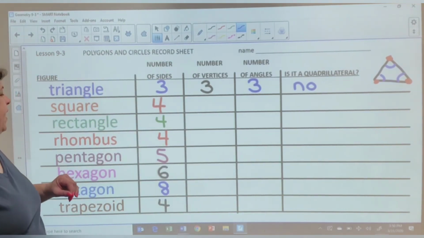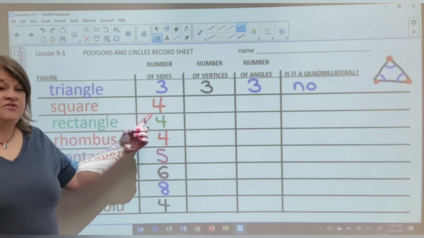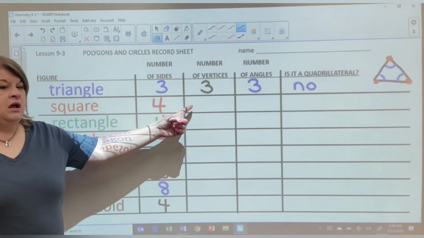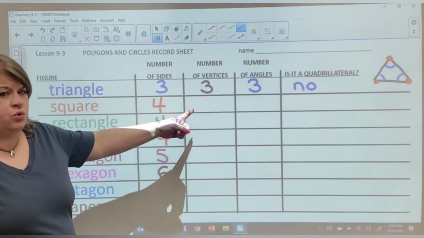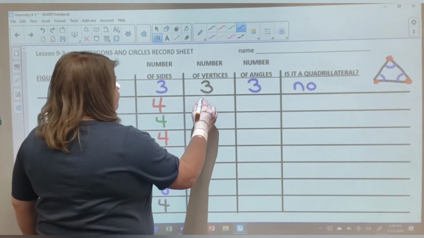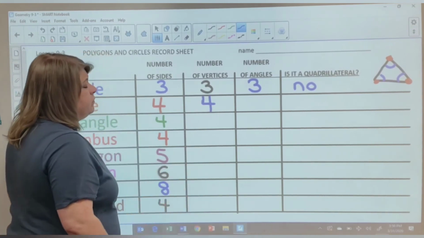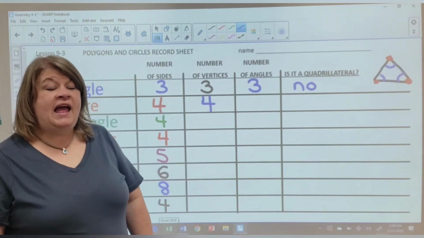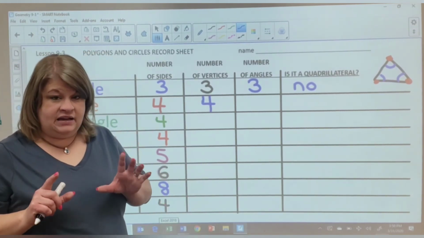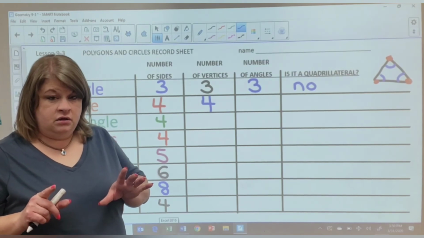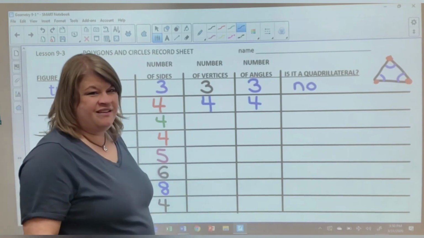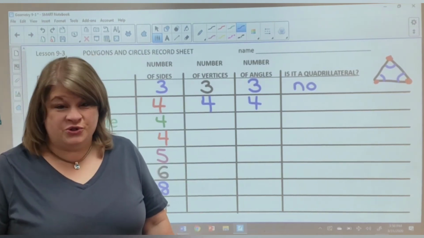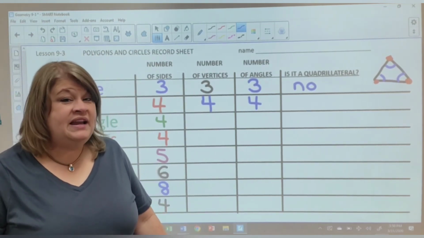Let's look at the square. We said a square has 4 sides. How many vertices, how many corners are there on the square? Yep, there are 4. Make sure you write that in. Now, how many angles? That's the inside part. Yeah, there are 4. What kind of angles are those? Those are squares, aren't they? So they are called right angles.